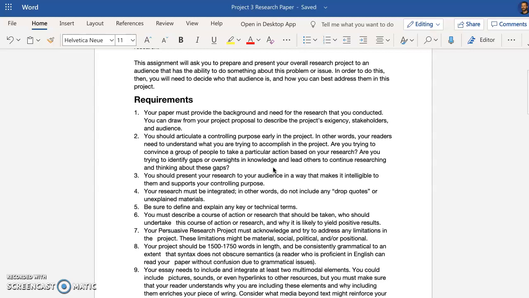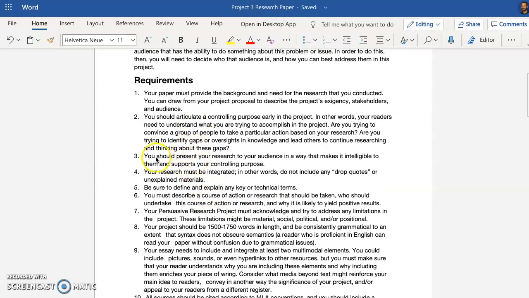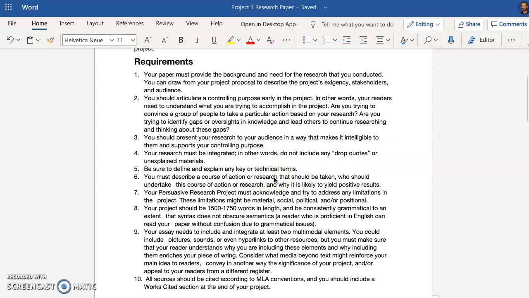You're not doing the sleazy used car salesman hard sales pitch, but it's kind of this gentle persuasion where you are laying out the information in an unbiased way and putting them in conversation in an unbiased way and seeing where the data take you and convincing your readers of that. Okay, so you should present your research to your audience in a way that makes it intelligible to them and supports your controlling purpose. Okay, that might not be a section, but that's kind of an overall thing.